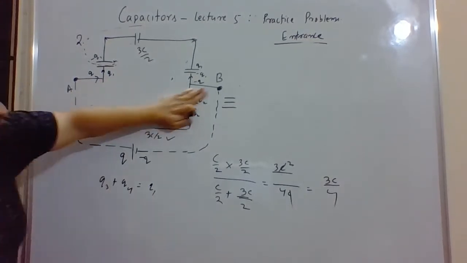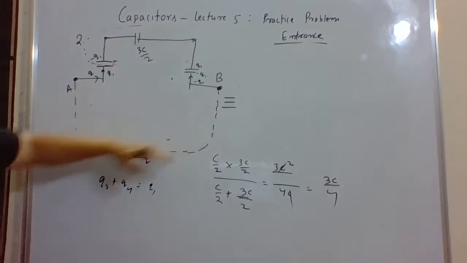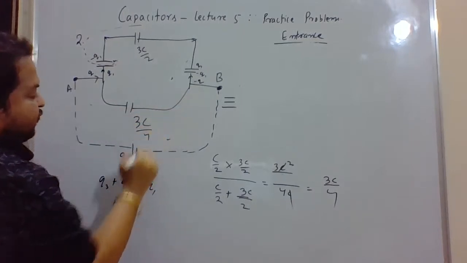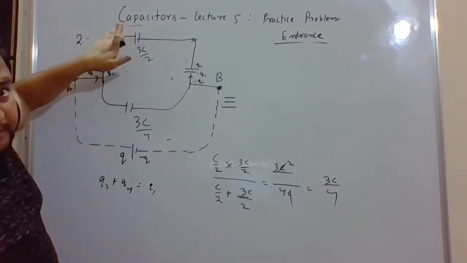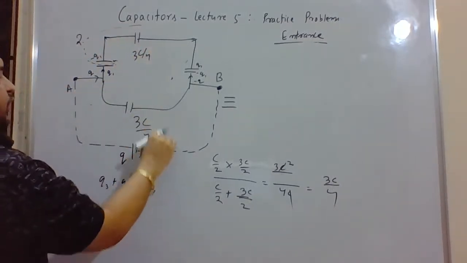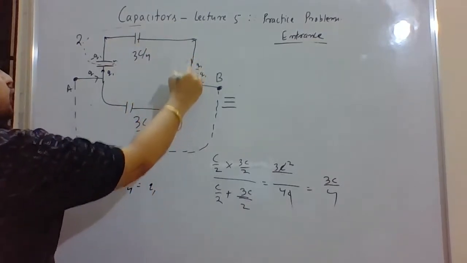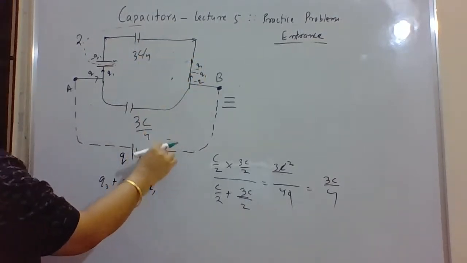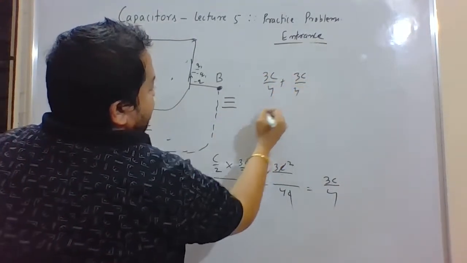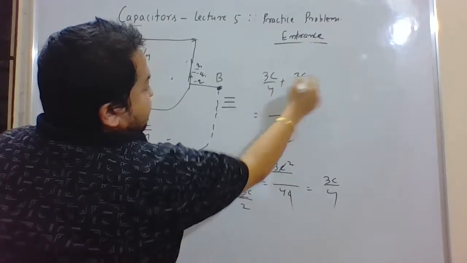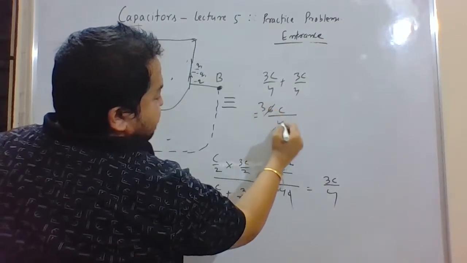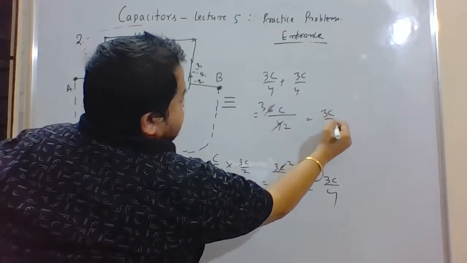So this lower part is now nothing but 3C by 4. And similarly, your upper side will also be 3C by 4. Now, both of these are in parallel to each other. Once these are parallel, you can add them. So 3C by 4 plus 3C by 4, that is 6C by 4. Once you divide, this becomes 3C by 2.